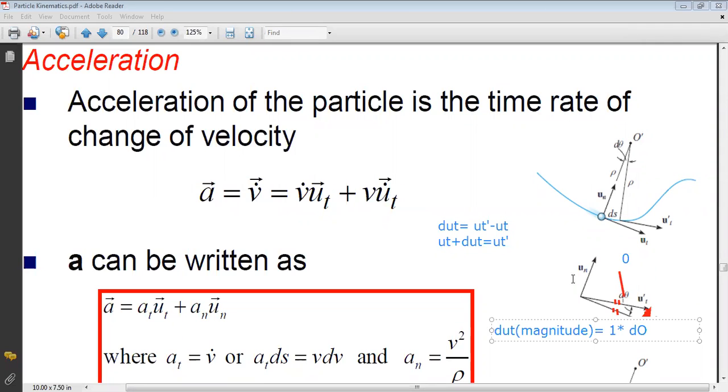We still only need to find the direction of dut. To find the direction, we said that d theta is nearly 0. And we have here an isosceles triangle because this is equal to this one, equal to 1. Because it's an isosceles triangle, the angle between ut and dut is, if this is 0, the two angles should be equal to 180 over 2. So this angle is 90 degrees. What does this mean? It means that ut and dut are perpendicular.